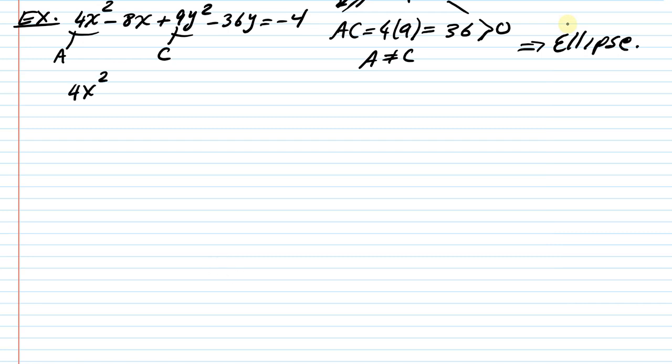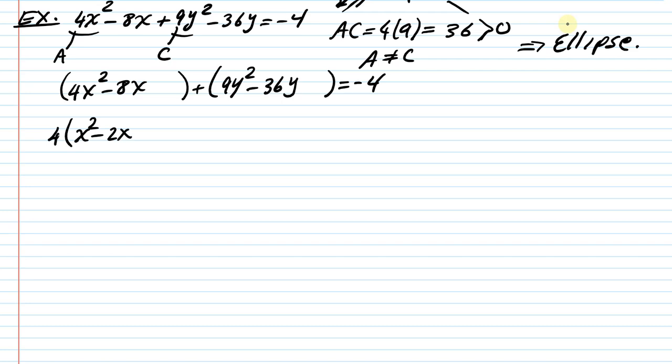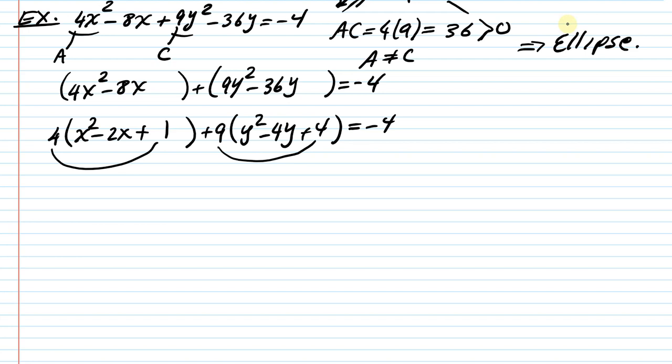We're going to group the x terms together, plus group our y terms together, equal -4. And then factor the 4 from the first binomial. Factor the 9 from the y's. To complete the square, we're going to go half of -2, which is -1 squared makes 1. Half of -4 is -2, and -2 squared is 4. And what we add to the other side, once you distribute, is 4, and we're going to add 36, 9 times 4, that is, on the other side.